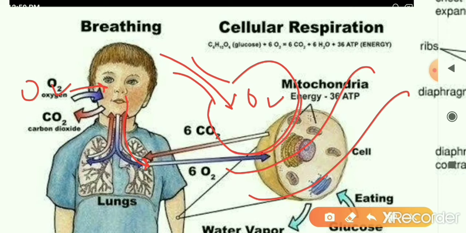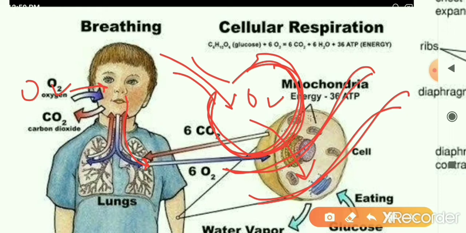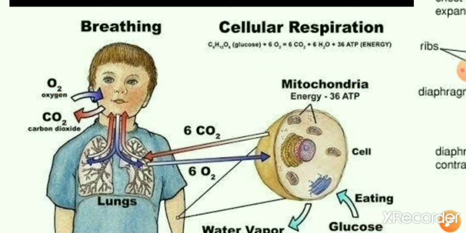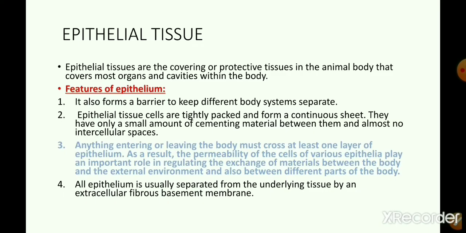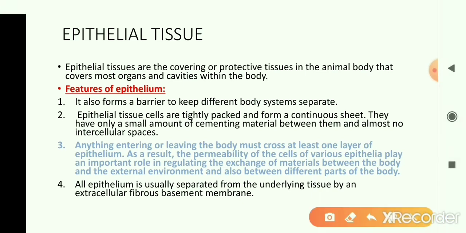So the air sac has a lining of epithelium. Your blood capillaries have a lining of epithelium. So oxygen has to cross these epithelial layers, and only then will it enter your blood. That means that anything to enter or leave has to cross at least one layer of epithelium. That's a very important feature. And so the permeability of epithelium is very important, because that determines the exchange of materials between the body and the external environment.